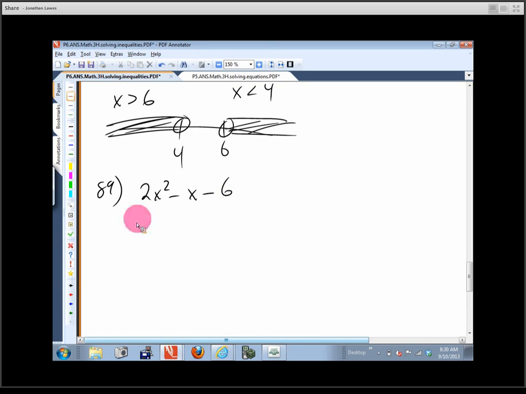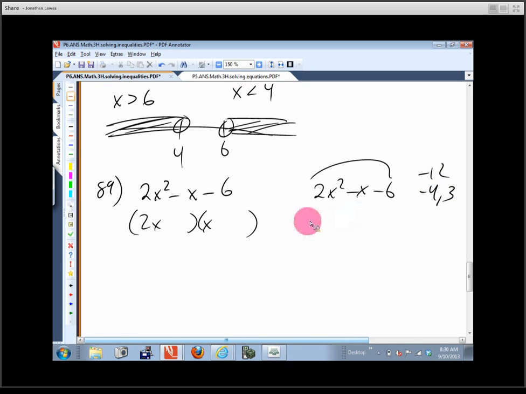Now, if you can't quickly think of the numbers that would go here and here to factor it, do the trinomial grouping technique. Multiply these together, that's negative 12. I'm looking for two numbers that multiply to be negative 12 and combine to be negative 1. So negative 4 and 3. They multiply to be negative 12, they combine to be negative 1, and then rewrite this way. And then use grouping on this from here on out.